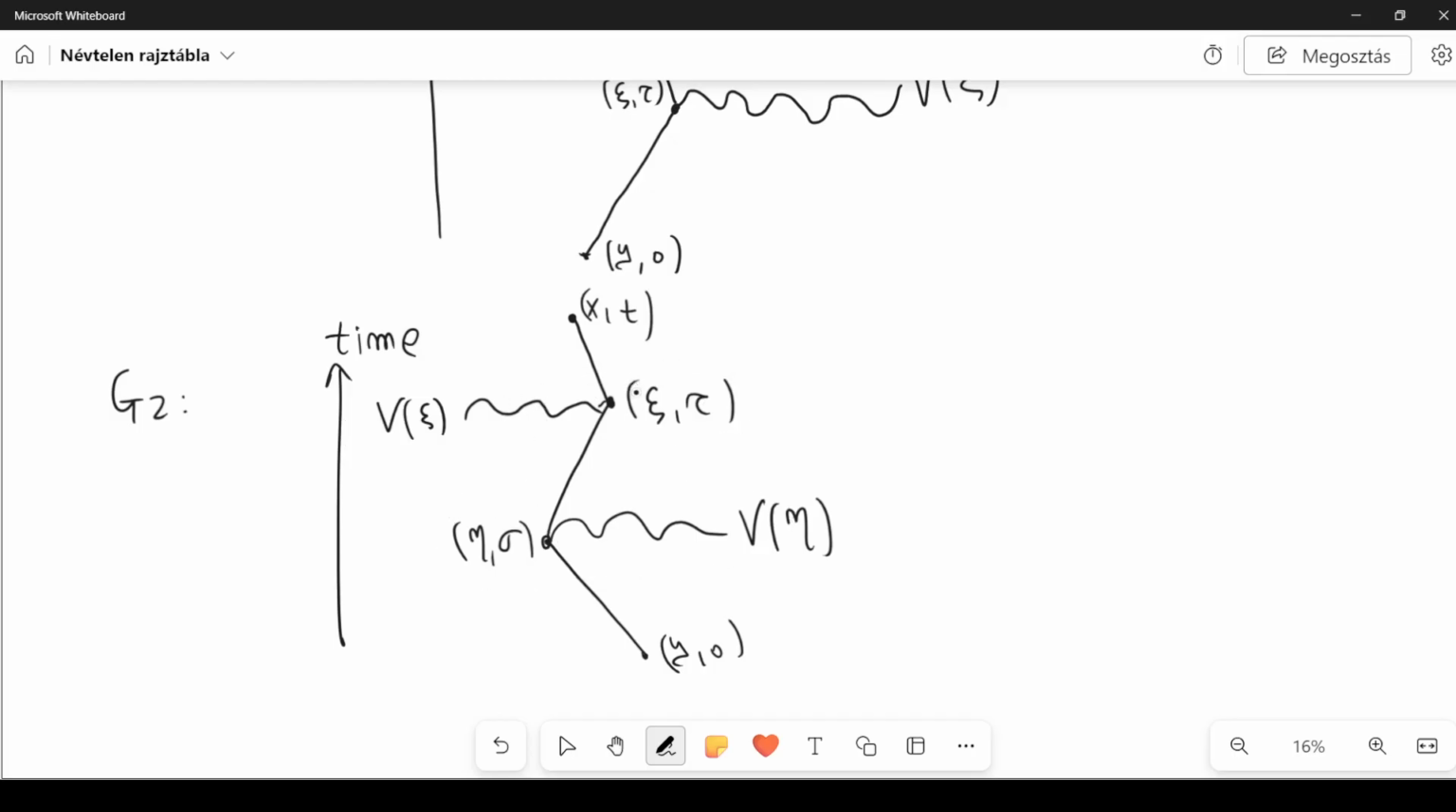And remember that we are really integrating over these variables xi, tau and eta, sigma. So it means that we don't really know when and where these interactions are occurring, because we are really integrating over all the possible values where and when those interactions occur. This is due simply to the probabilistic interpretation of the path integral, which is related to quantum mechanics.